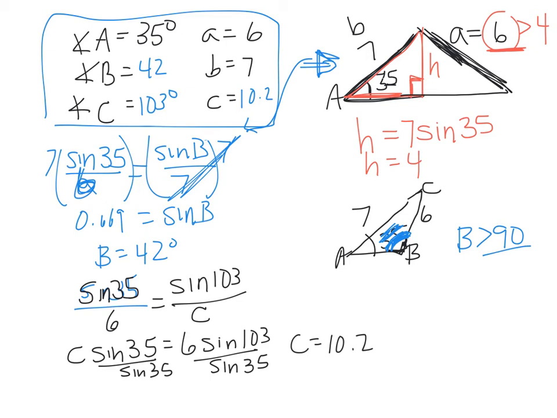Now, the second triangle is actually a little easier to get. I need to go to a blank screen, but remember that B was 42. So we're going to go to A.